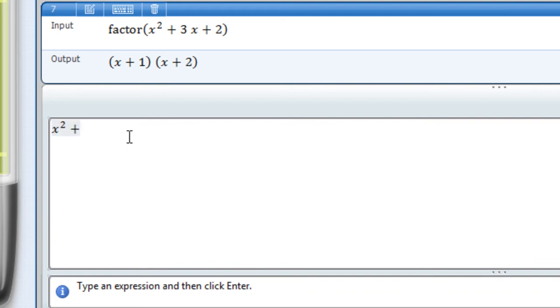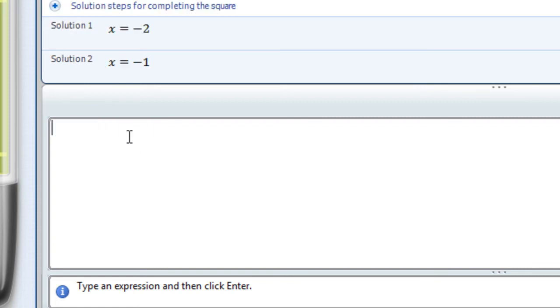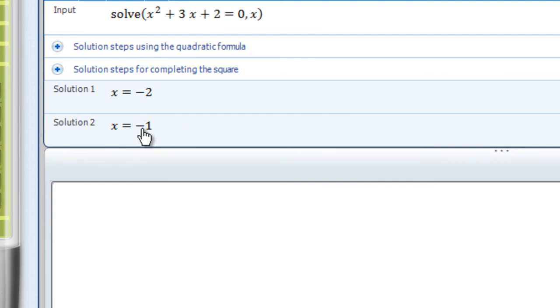X squared plus 3x plus 2, and this time we set it equal to 0. So we tell it that we can find solutions. And there we go, solution 1 is x equals minus 2, solution 2 is x equals minus 1. The great thing about this though is it doesn't just give us the answer, it shows us how it's solved the equation using, in this case, the quadratic formula.